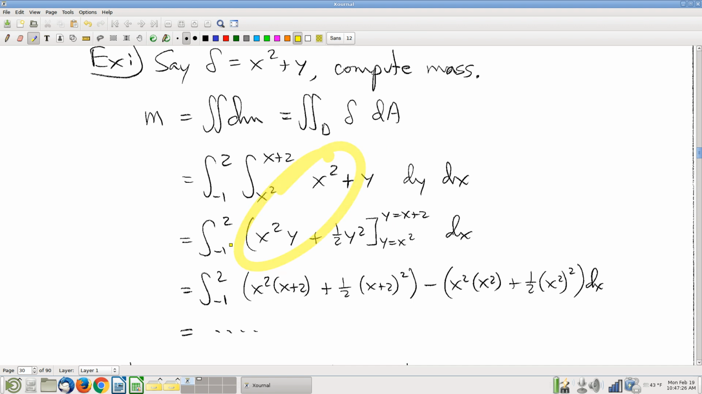So do be careful when you do your antiderivatives. X is a constant, so it integrates easy. Y is the variable, so there you've got to play the game, do the rules. Okay.